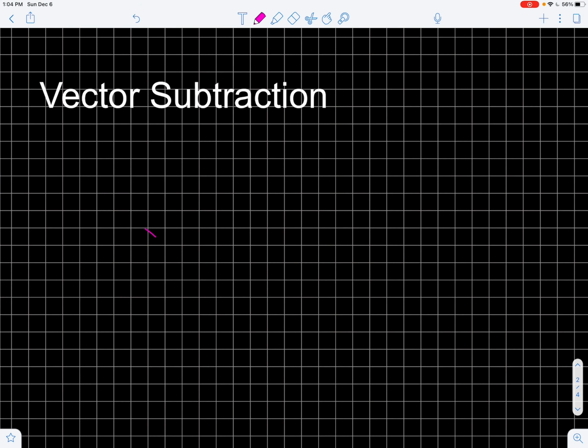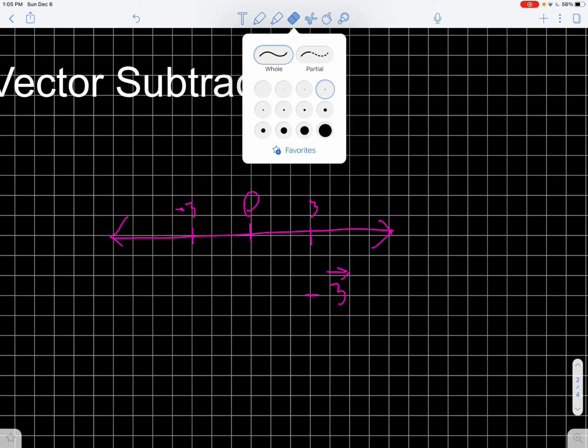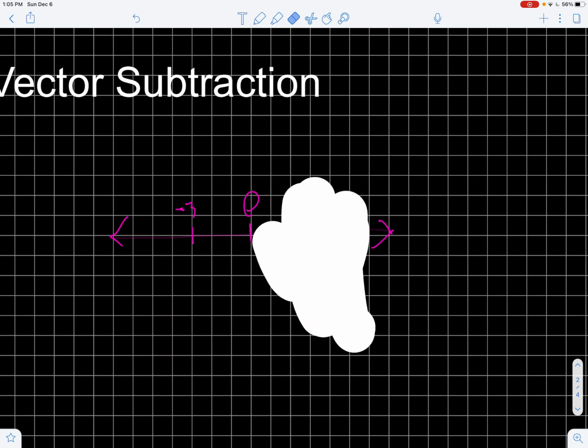All right. So we have our number line, right? 0 in the middle, and let's just talk about 3 and negative 3. So we have 3. 3 is 3 units to the right of 0 on the number line. And what we do when we add a negative is we go to the left. We keep its magnitude, which is 3, but we switch directions to the negative direction. Well, with vectors, it is the exact same.